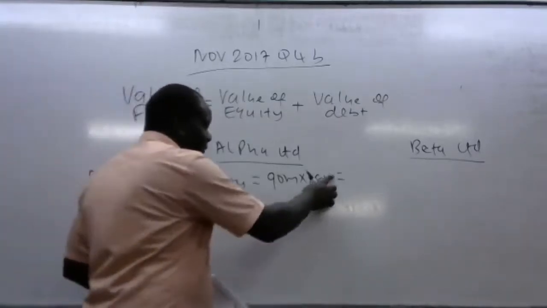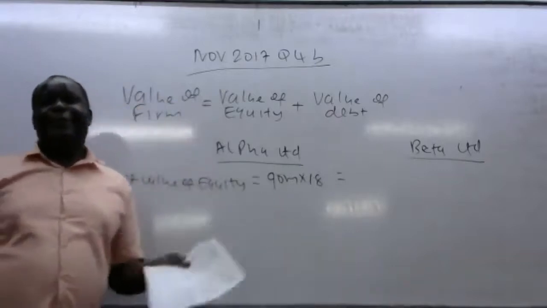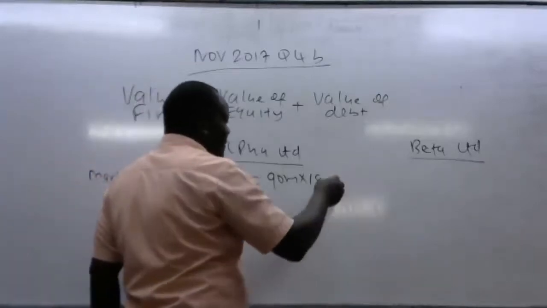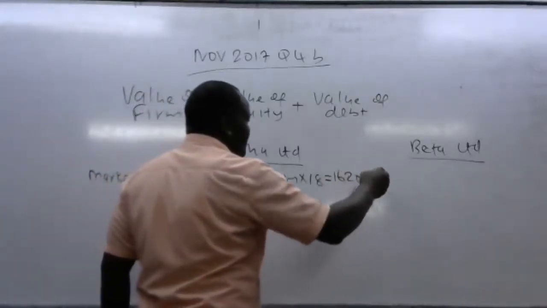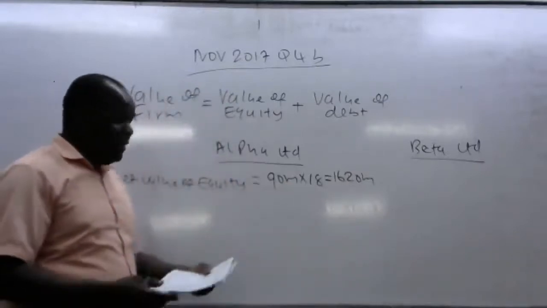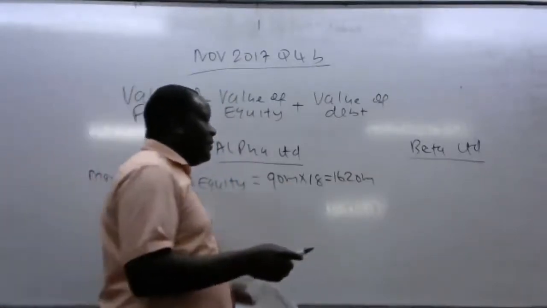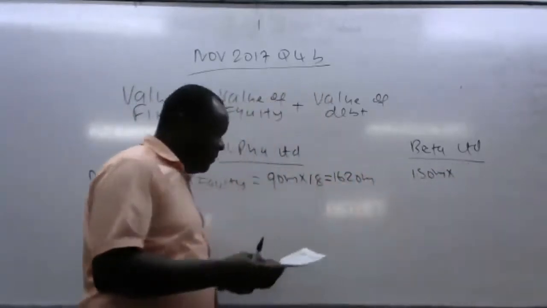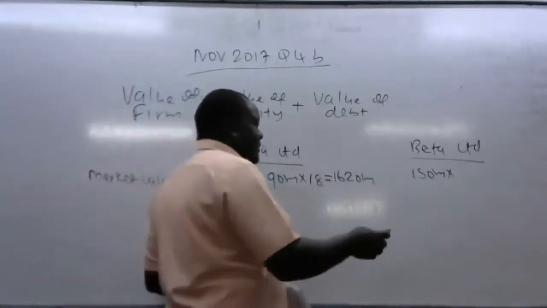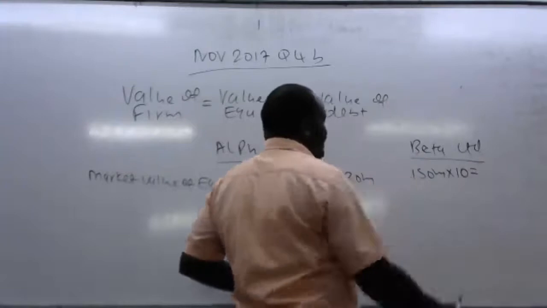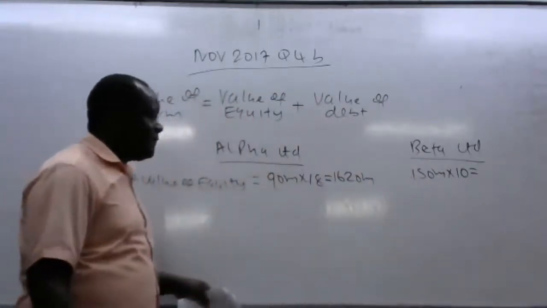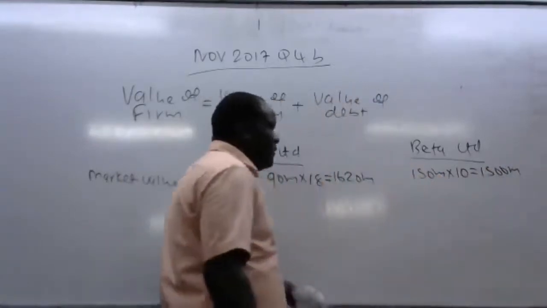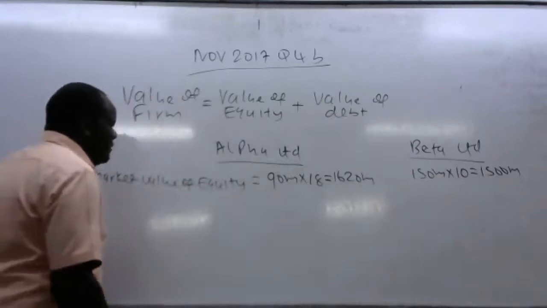That's the middle figure. Forget about the M. You want to know the value should be how much? 1620 million. Yeah, so we should be able to get 1620 million. That's now for Alpha. Then for Beta, there are how many million shares? 150 million shares, also multiplied by the current market price, which is how much? 10. So it will give us 1,500 million. So that's now the market value for equity.